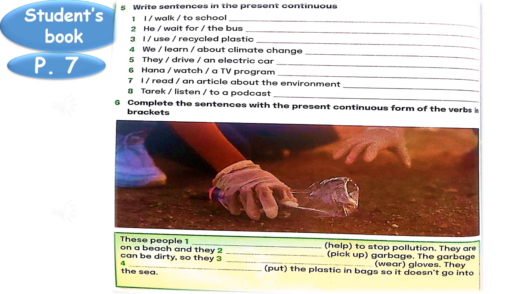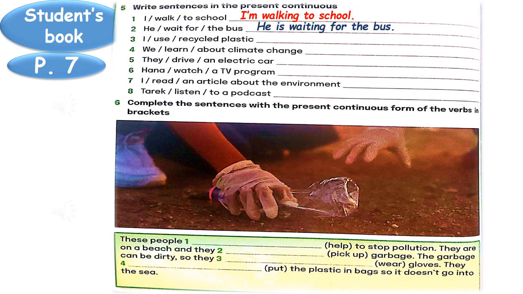Let's apply this to these questions. In the first one, we have I walk to school. It turns into I am walking. Why? Because I takes am. And we add ing to the verb, so it turns into walking. So I'm walking to school. In the second question, he wait for the bus. He takes is. So I say he is waiting for the bus.